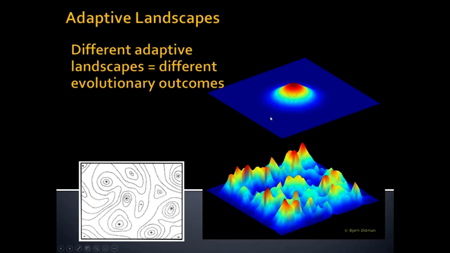All right, short and sweet. That's the end of adaptive landscapes. Next one, 3.1b, will be on quantitative trait loci analyses.